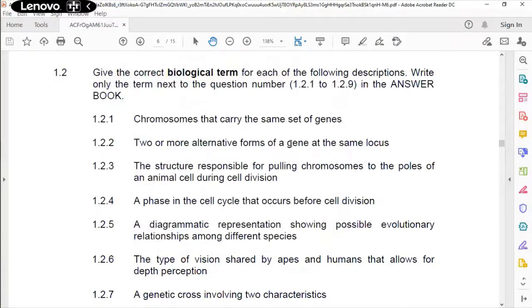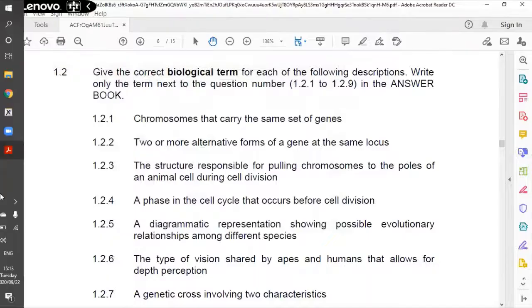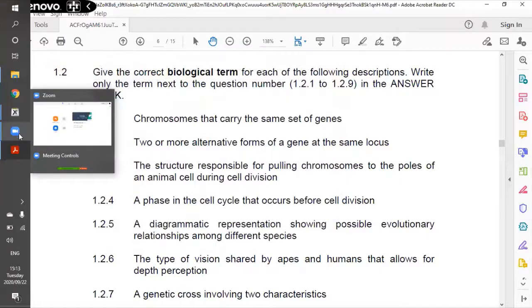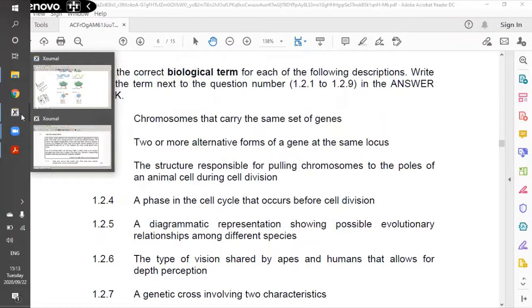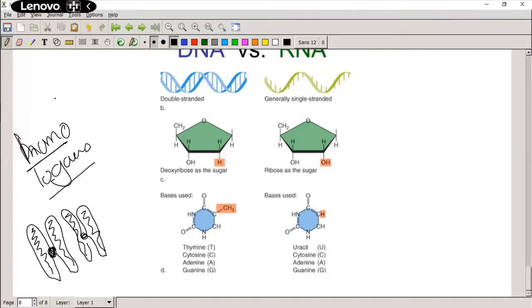Then the second one I asked here, two or more alternative forms of a gene that are at the same locus is called an allele. Okay, an allele, you haven't heard the word yet before, but let me explain the word quickly. So if we take a look at that chromosome, for example, and let's say one of these chromosomes comes from daddy and one comes from mommy, what's going to happen is that, for example, over here, there's going to be a gene, and that gene might code for eye color. But over here, this gene also codes for eye color.